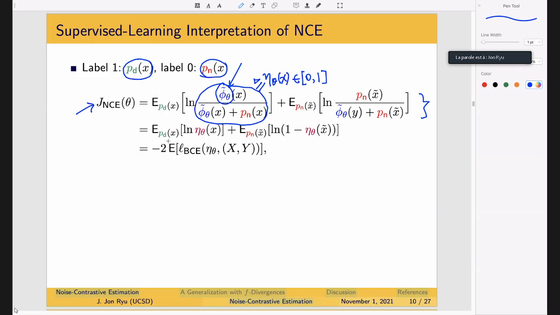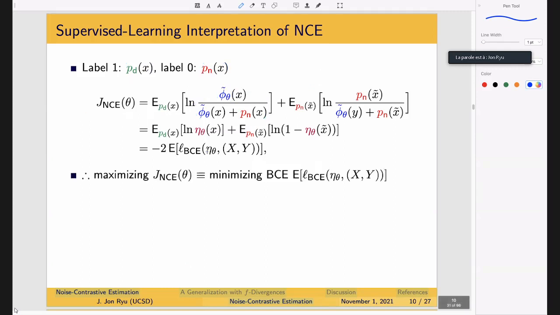Then we can rewrite this as the expected value of log eta theta plus the expected value of log 1 minus eta theta, with different distributions. You can notice the similarity between the binary cross entropy loss and this. So we can write this as minus 2 times the expected value of the binary cross entropy loss, which means that maximizing this with respect to theta is equivalent to minimizing BCE.